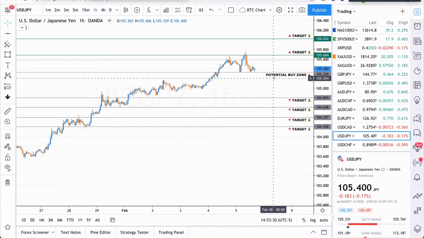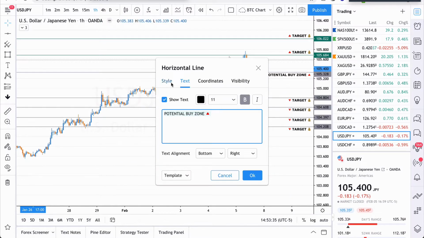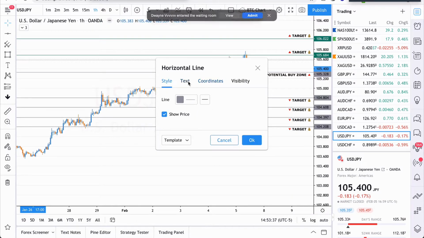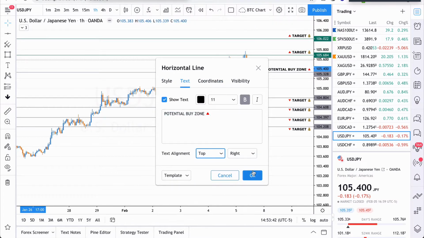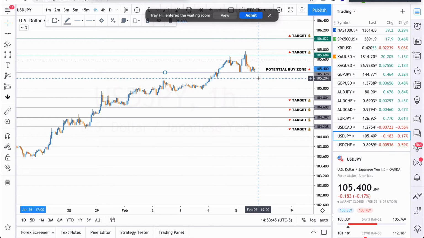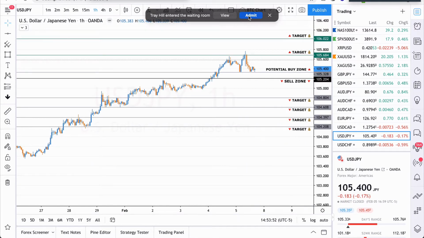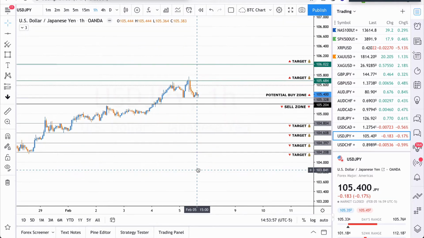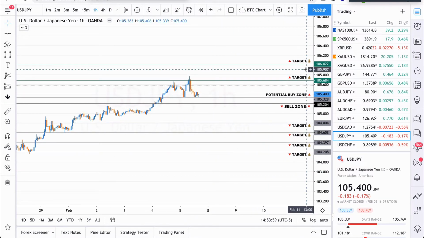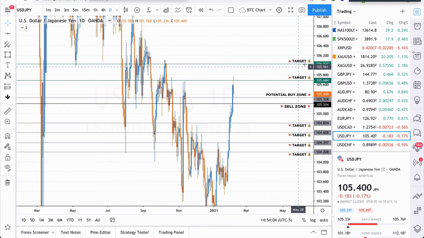So this is a potential, it should be above. Potential sell zone right here. Real tight. Real tight. Nice and clean. Let's see what the overall is. Oh yeah.